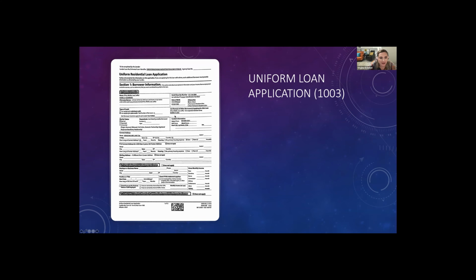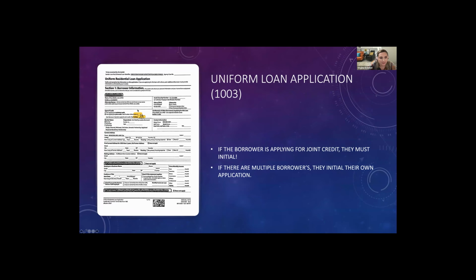So it's that initial right here. That's what's missed right here. Like we mentioned, if the borrower is applying for joint credit, they must initial here. If it's an individual borrower, no other borrowers, just one, they don't need to initial. If you have them initial, not a big deal, won't get kicked back. And if there are multiple borrowers, they should each have their own form. So they don't have to initial each other's, but if you have them, that's okay. So either way, just make sure there's an initial if there are multiple borrowers. All right, on to the next.